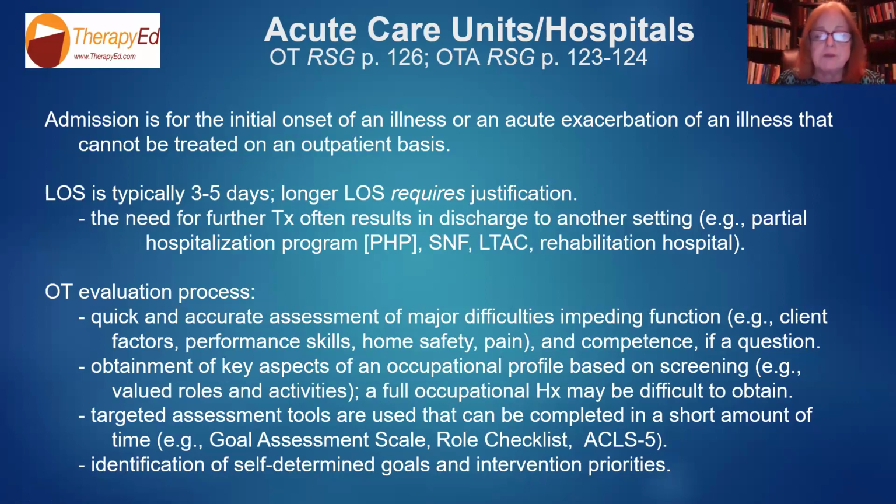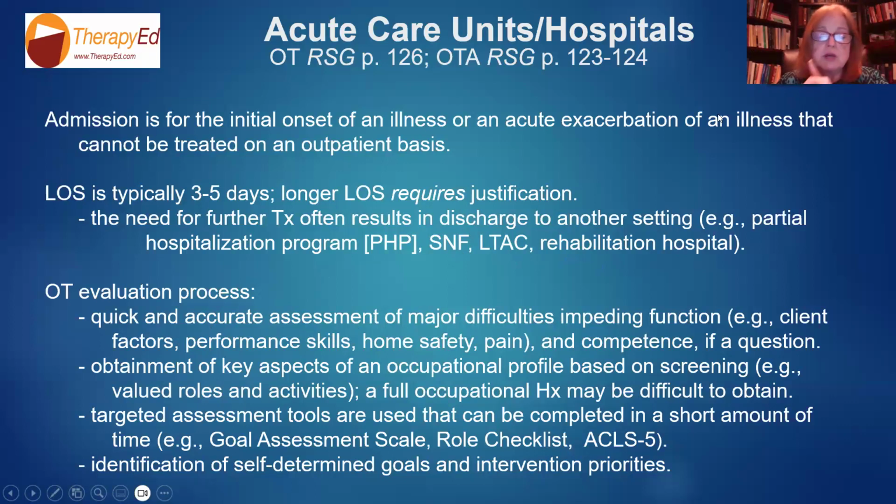But for the most part, if there is a need for further treatment that does not compromise the person's safety, they will be discharged either to home or to another setting. A partial hospitalization program in psych, a skilled nursing facility, long-term acute care, or rehab hospitals. People go to other settings once they're stabilized. The evaluation process has to be quick because you only have sometimes 24 hours to 48 hours. Sometimes evaluation is one session, maybe 2 sessions. So those are the major difficulties.